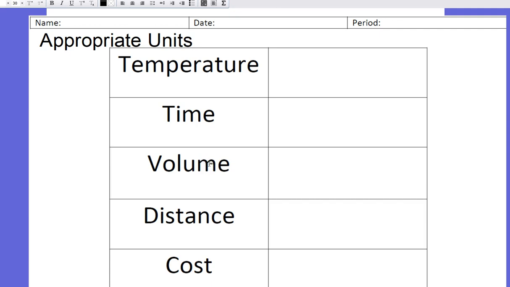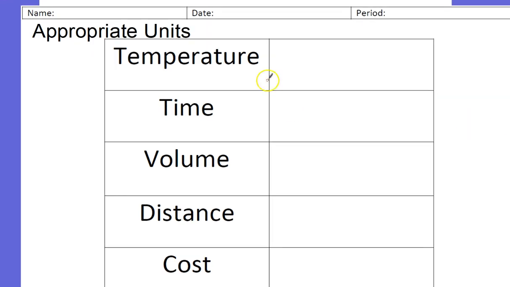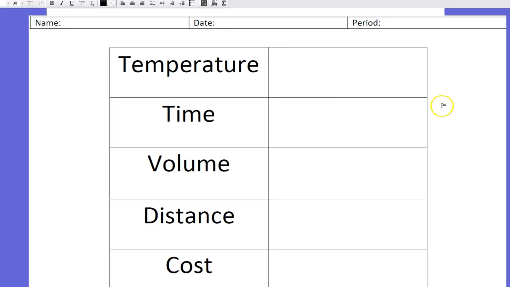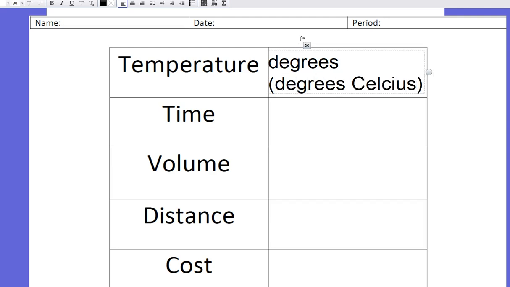So there are a number of different appropriate units that we measure things in. I would like you to write the word on the left-hand side and then the unit that we use to measure that thing on the right-hand side. And then you are going to be asked to remember that for the final. Temperature is measured in degrees, like degrees Celsius. So when you see somebody say a degree, you're definitely talking about a temperature.